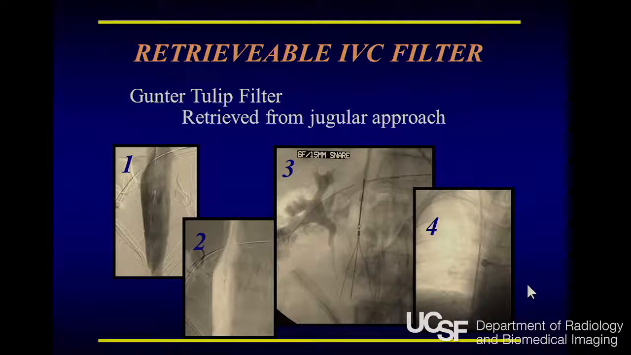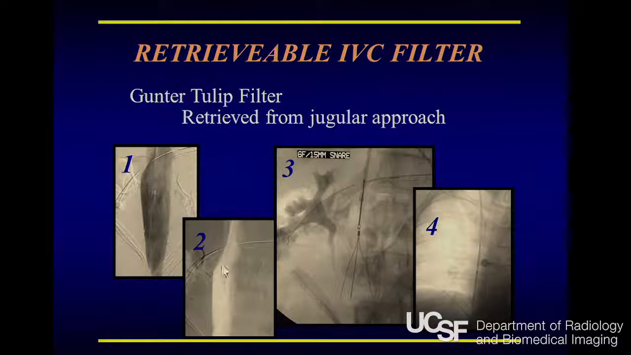What's ideal about these filters is that they can be removed when they're no longer needed. This is an example of a Gunther Tulip filter being removed from a jugular vein approach. As you recall, the hook on the Gunther Tulip is apical, it's superior, so we come from above to snare that. Before we do that, we'll want to do a venocavogram again to check for any clot in the filter itself. If there's a lot of thrombus there, we're going to leave the filter in and consider another plan. But here the filter is in place, and there's no thrombus.